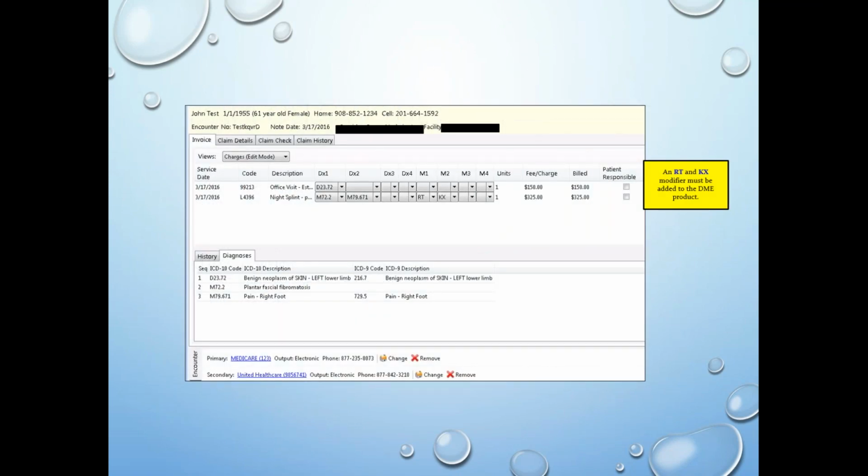So this screenshot shows the L4396 being used, which is the night splint for the diagnosis of plantar fasciitis as well as pain in the right foot. But notice there's an office visit as well. You absolutely can bill an office visit, which is the evaluation that led to the decision to dispense a durable medical equipment. Again, notice the RT modifier and the KX modifier, since this is a Medicare patient.